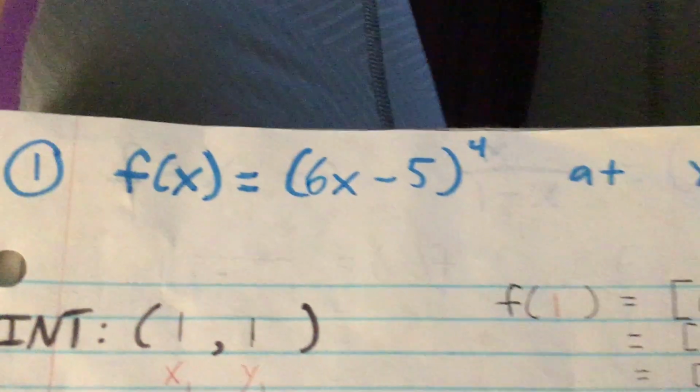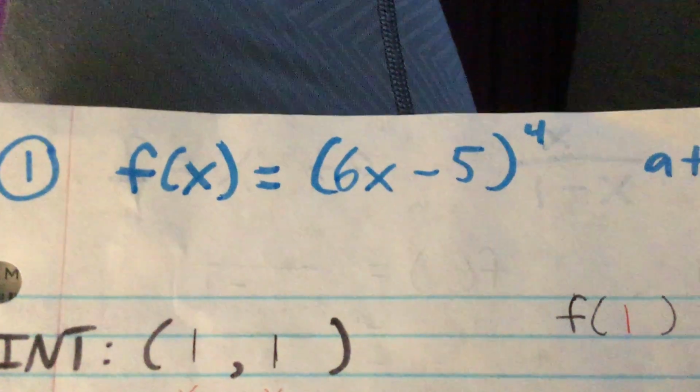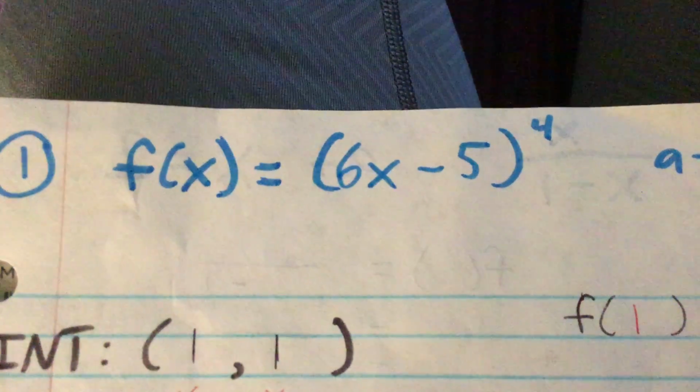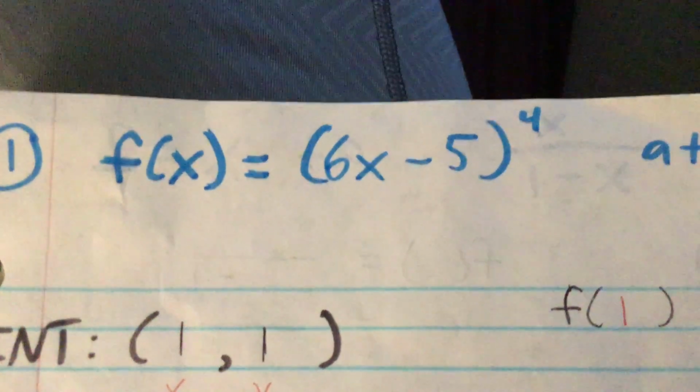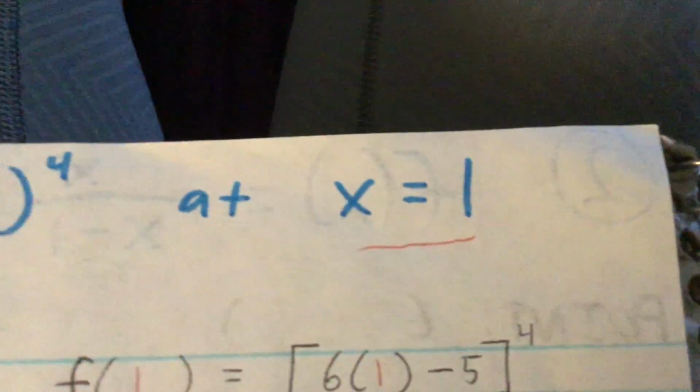Guys, so let's do some tangent lines. So the first question is, find the equation of the tangent line of y equals (6x minus 5) to the fourth power at x equals 1.